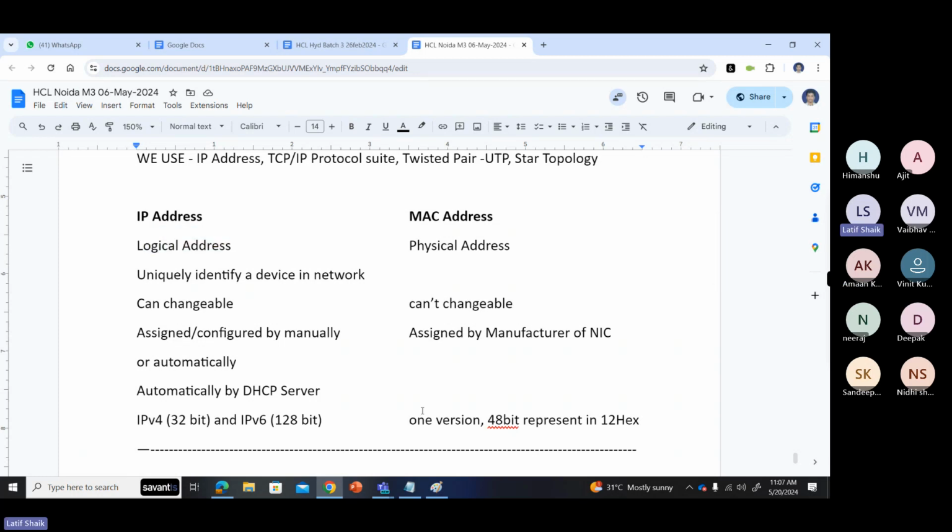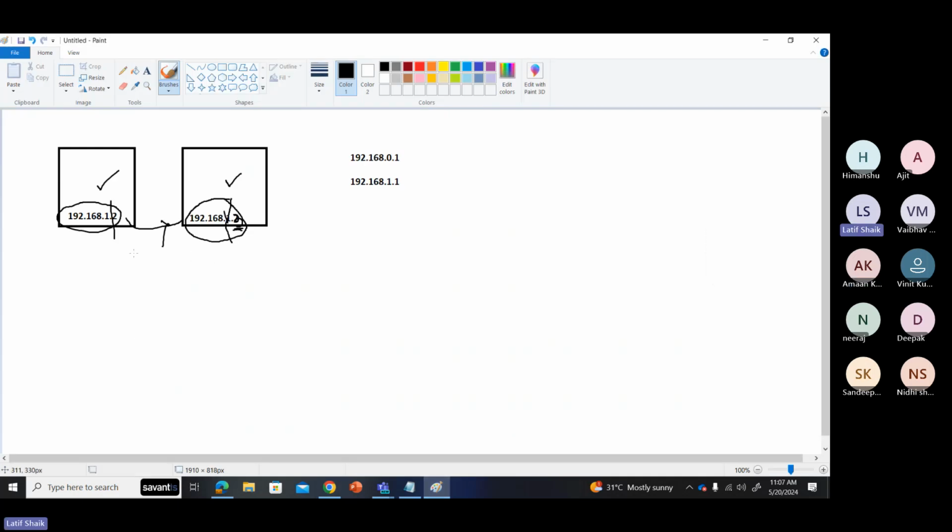Why is an IP address a logical address? Because it is divided into network and host portions. See, the host portion is different: this is 3, this is 2. But the remaining portion is the same. It means we are both in the same network with different host identities. So, a simple way to understand that logical network, I will show you.